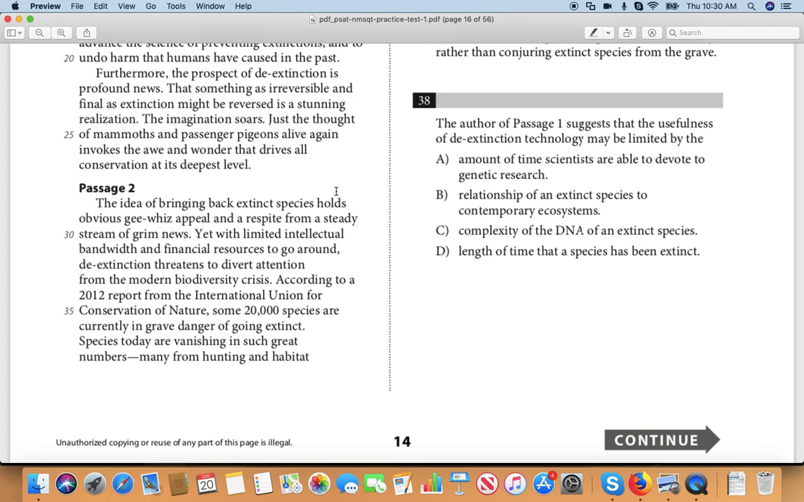There's B, relationship of an extinct species to contemporary ecosystems. Does the author suggest the usefulness of de-extinction technology may be limited by that? No. I don't even know what that statement means. I don't care about it. C. Mm-hmm. Complexity of the DNA of an extinct species.